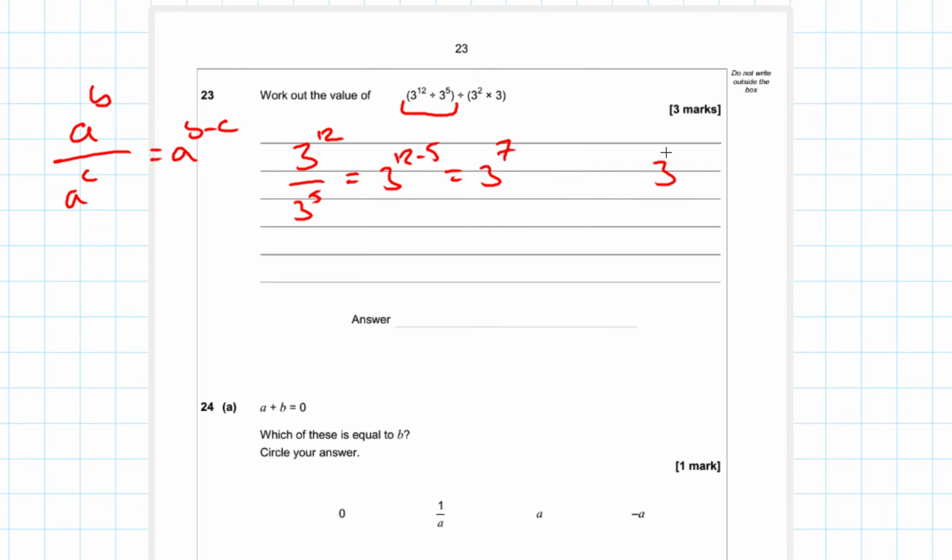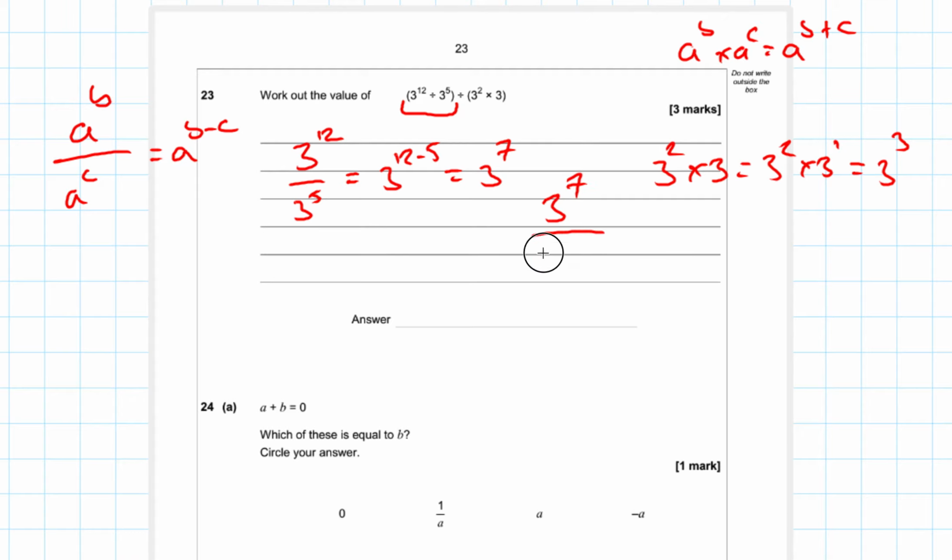And then you've got 3 squared times 3, which is equal to 3 squared times 3 to the power of 1. And again, a to the power of b times a to the power of c is equal to a to the power of b plus c. So you add the powers, so this is 3 cubed. And then you combine it, so you're dividing both of these, so it's going to be 3 to the power of 7 divided by 3 to the power of 3, and using this rule here, which is 7 minus 3, is equal to 3 to the power of 4.